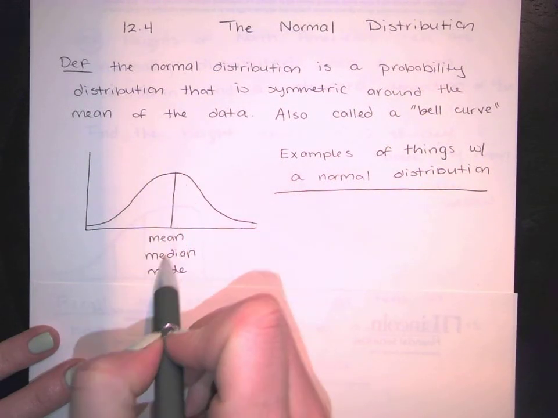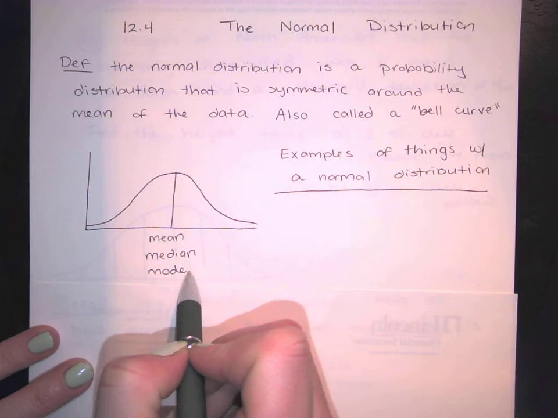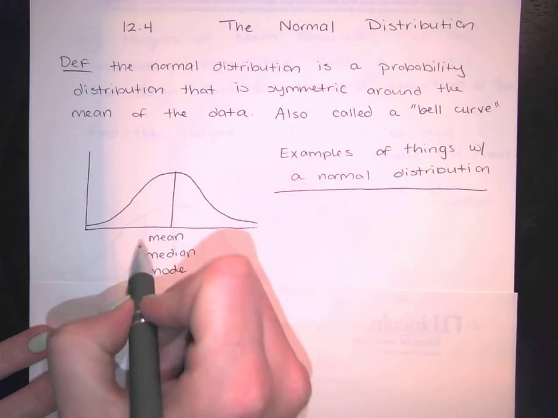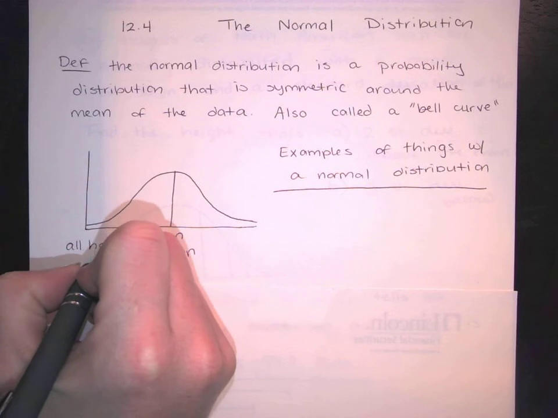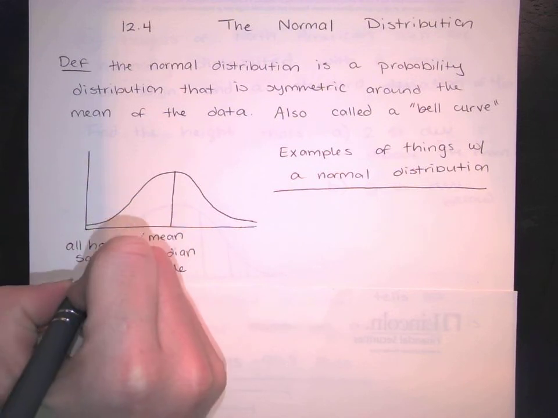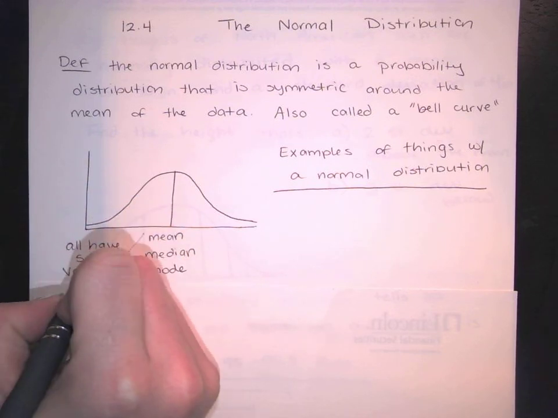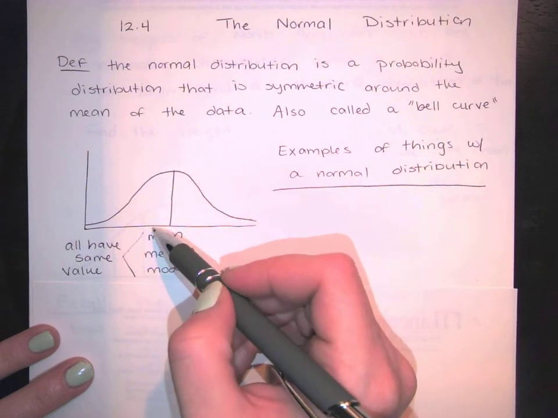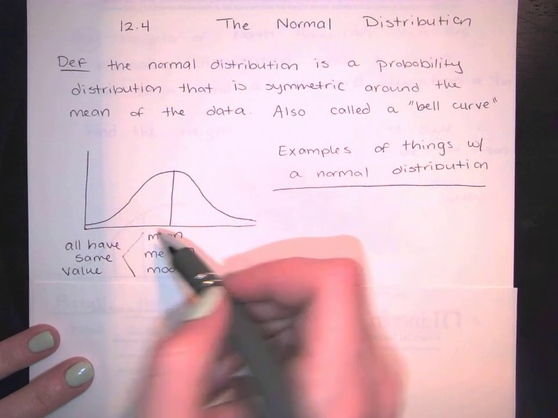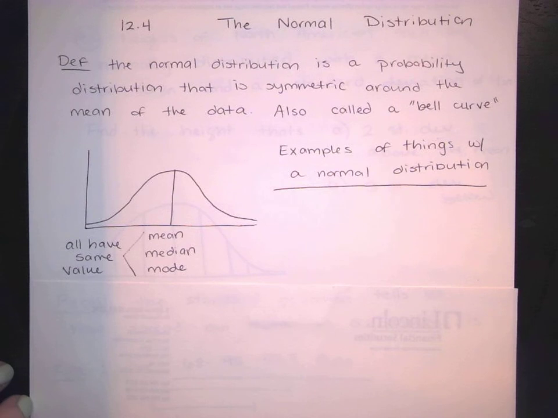where the mean, the median, and the mode all have the same value. And most of the data is grouped here around the mean. So this is like a frequency histogram that we looked at in the earlier sections in chapter 12.